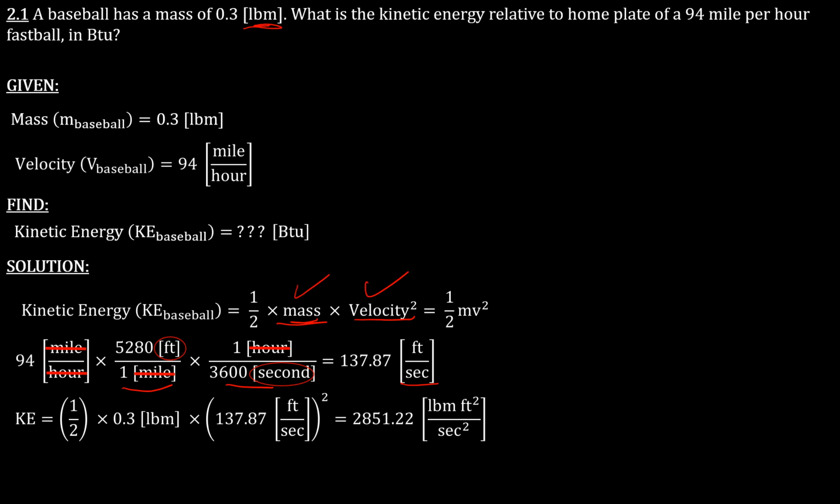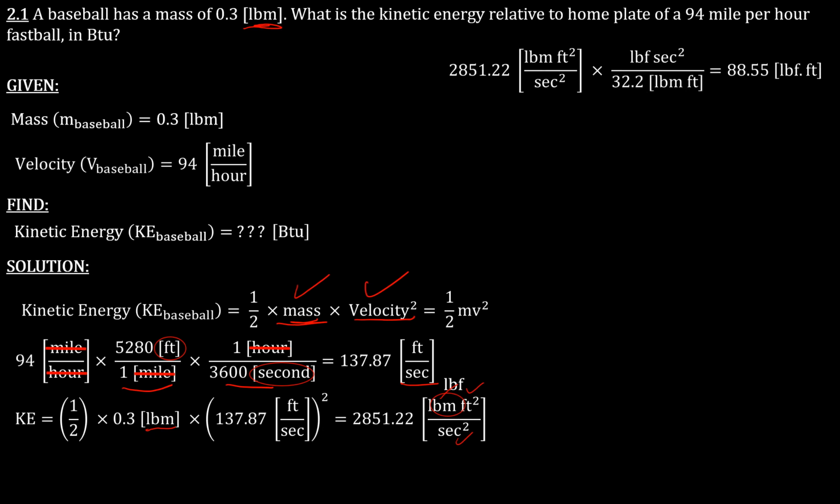So plug in the given values into the kinetic energy equation, and what you will have is 2851.22. But pay attention to the unit. The units that we have are pound mass times feet squared per second squared. So that's what we have here: feet squared, second squared, and pound mass. All right. So our goal in here is to change the pound mass to pound force.